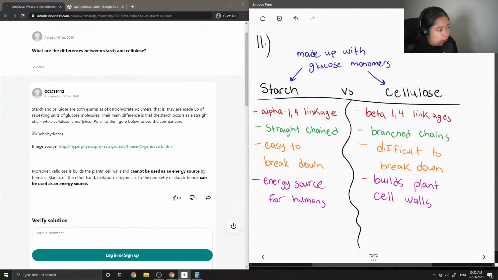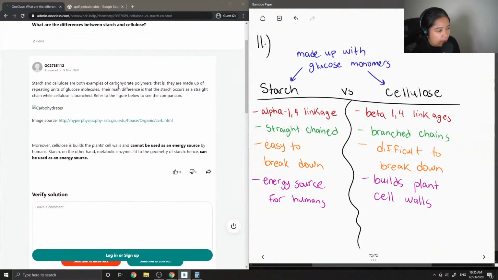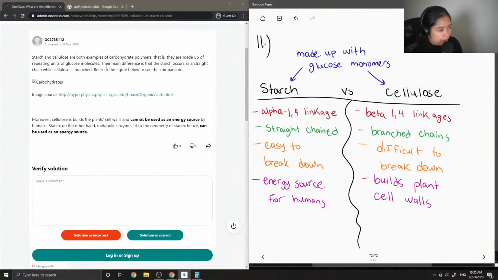Okay, so the junior tutor said, starch and cellulose are both examples of carbohydrate polymers. That is, they are made up of repeating units of glucose molecules. Their main difference is that the starch occurs as a straight chain while cellulose is branched. I'd say the main difference is probably how the linkages are, but I'll write that down in a bit. Refer to the figure below to see the comparison.